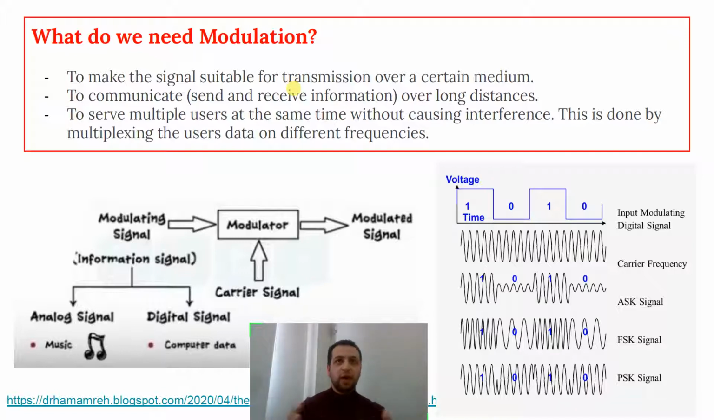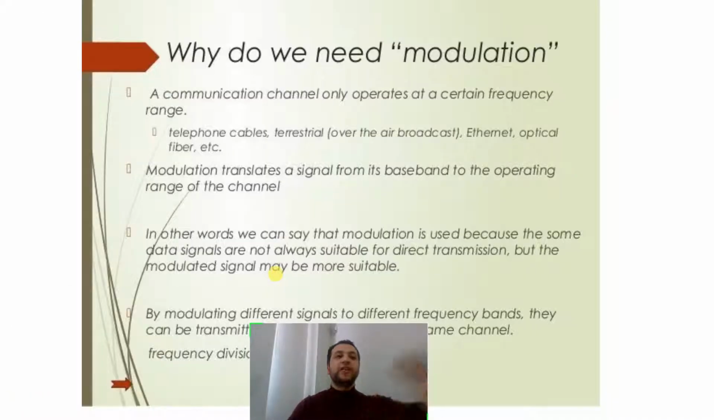Third, to serve multiple users at the same time. If multiple users want to talk to each other at the same time in a room, they will interfere with each other. But if you are using your phone, because the modulation technology is embedded inside your phone, everybody is talking with anyone he wants without causing interference to anybody. He has a dedicated direct channel to his friend. No interference with anybody. And that's why we have such a technology. So these are the key reasons why we need modulation.